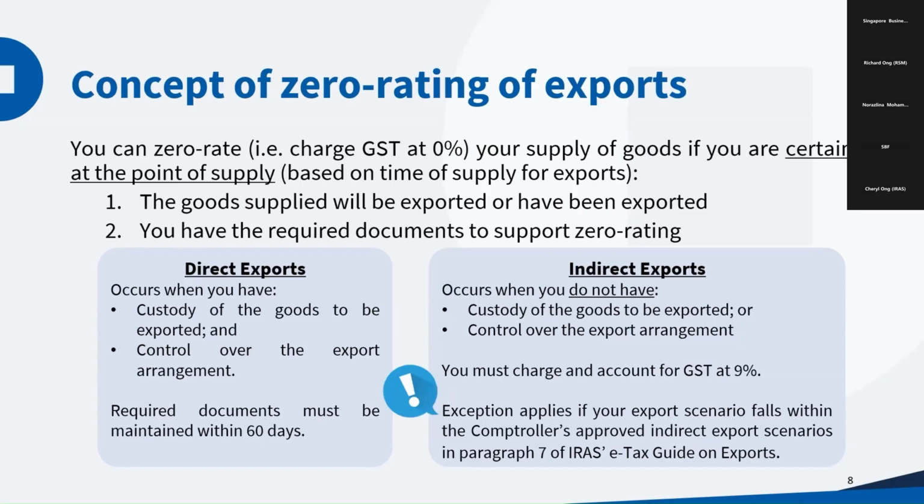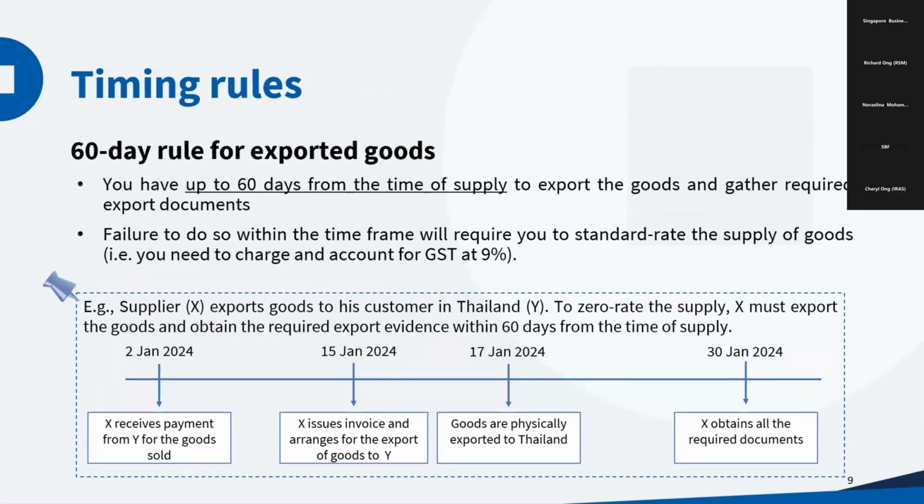Okay, so now let's talk about the 60-day rule for export, because this is really important. As mentioned earlier, you have up to 60 days from the time of supply to export the goods and collate the required export documents. If you fail to do so within the 60 days, you will be required to standard-rate the supply and charge 9% GST.